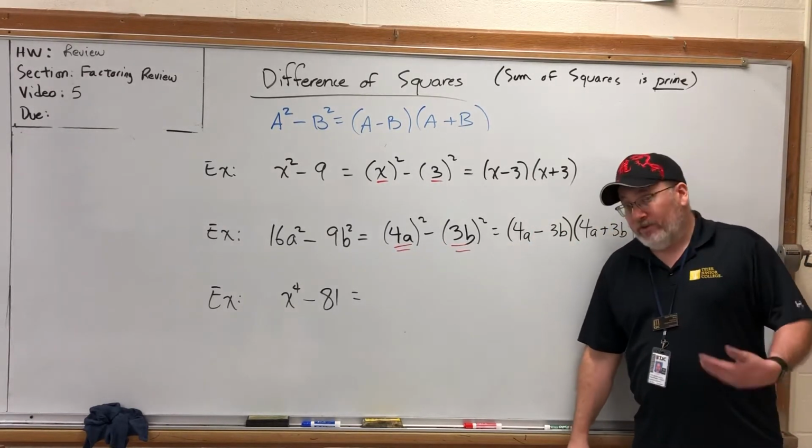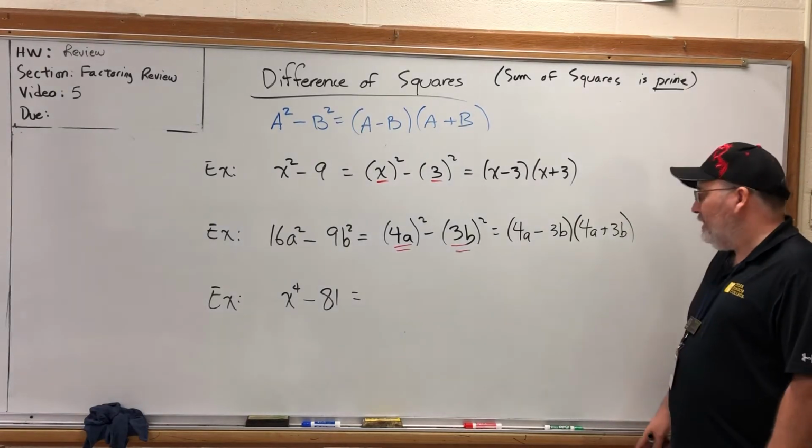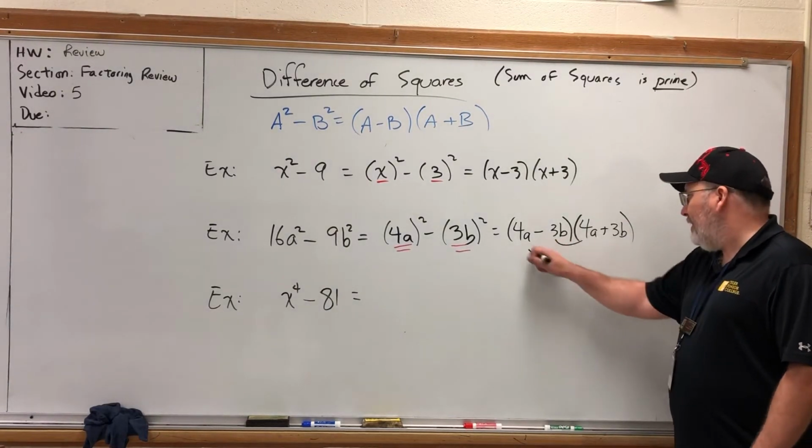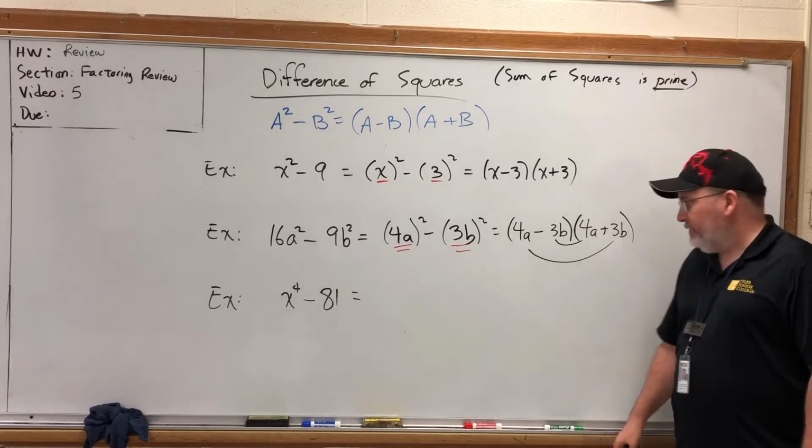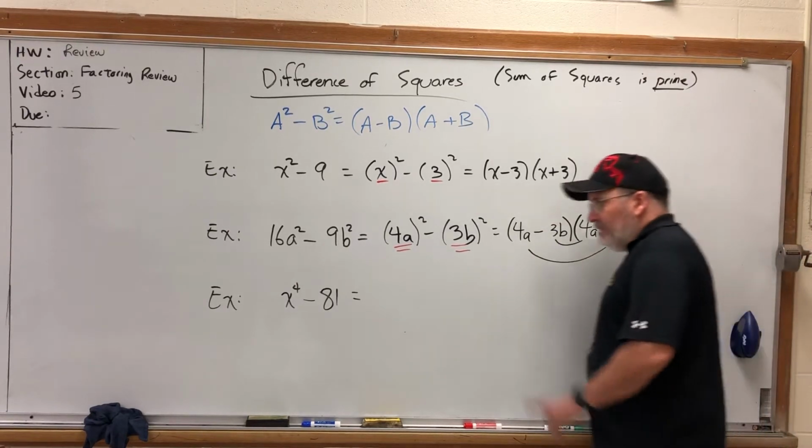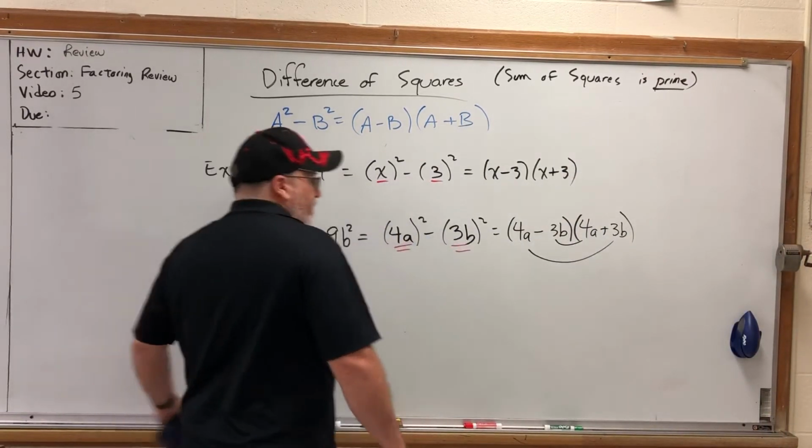And by the way, the reason they have to have opposite signs: if you FOIL this, the inner and outer products will cancel because they're the same numbers but opposite signs. That's why these are binomials and not trinomials.